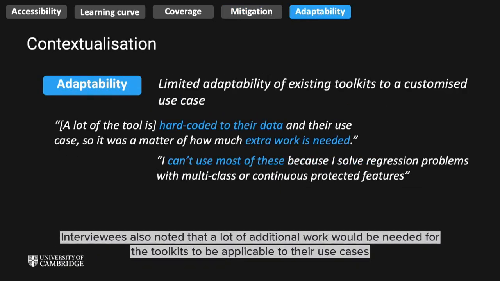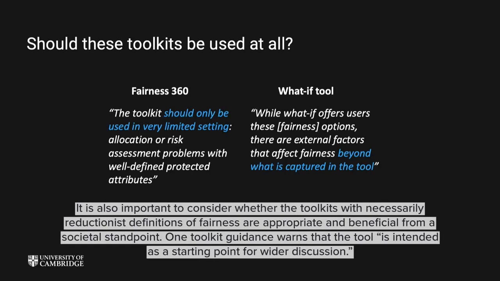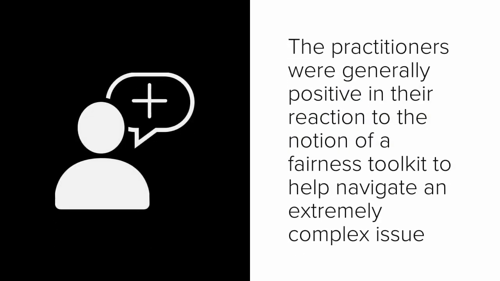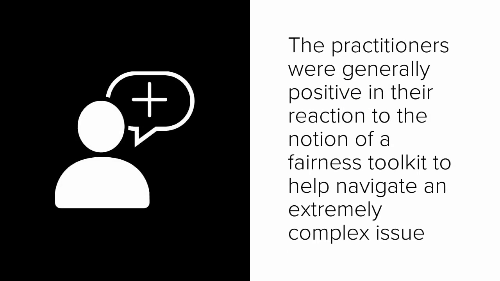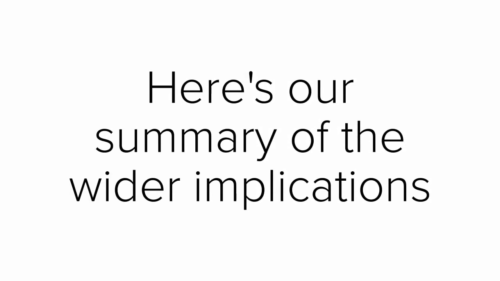Interviewees also noted that a lot of additional work would be needed for the toolkits to be applicable to their use cases. It is also important to consider whether these toolkits with necessarily reductionist definitions of fairness are appropriate and beneficial from a societal standpoint. One toolkit guidance warns that the tool is intended as a starting point for a wider discussion. The practitioners were generally positive in their reaction to the notion of a fairness toolkit to help navigate an extremely complex issue. But several expressed concern for fairness gerrymandering or fairness washing, falsely portraying models as fair based on incomplete information.